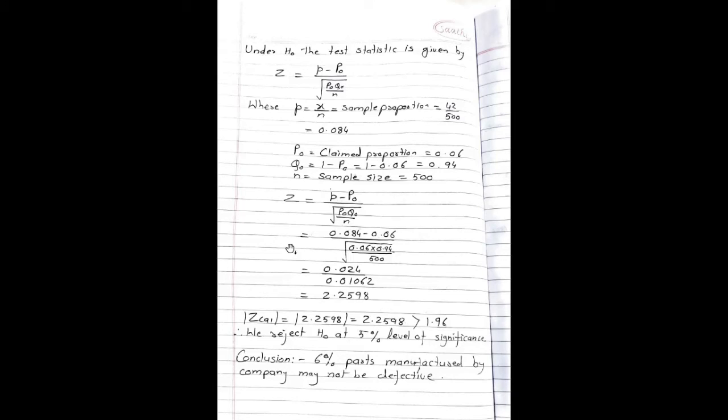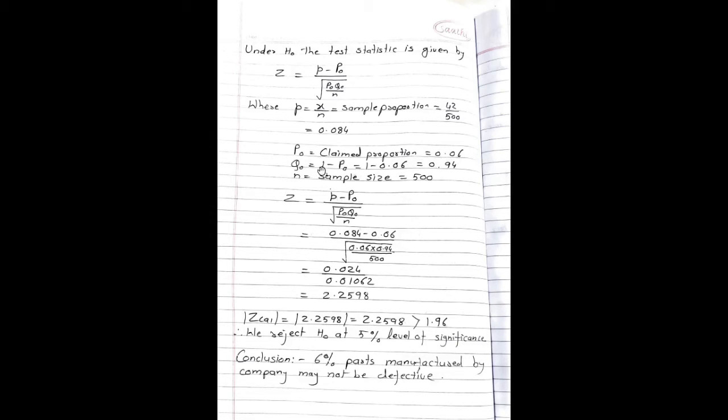See the solution. Under H naught, the test statistic is given by Z is equal to P minus P naught upon square root of P naught Q naught upon N, where P is equal to X upon N, which is nothing but the sample proportion, which can be calculated as 42 upon 500, which is equal to 0.084. P naught is the claimed proportion. They are claiming 6%, so P naught is equal to 0.06.